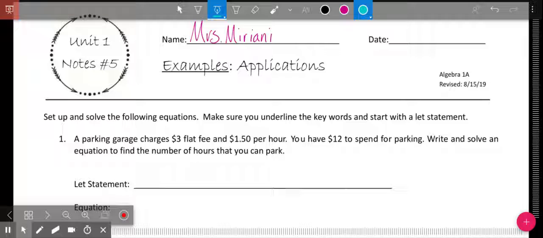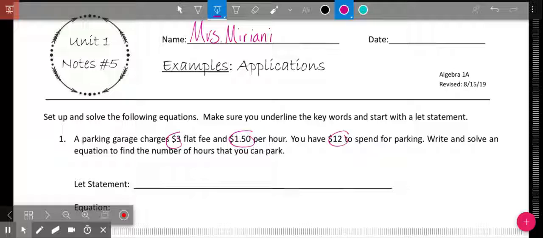All right, so everybody using their little bookmarks, I want everybody to go through and circle all the numbers. Okay, so I see $3, $1.50, and 12. So those are going to be our important numbers that we're going to be using when working through this problem. So now that we've circled the numbers, we're going to underline our keywords.